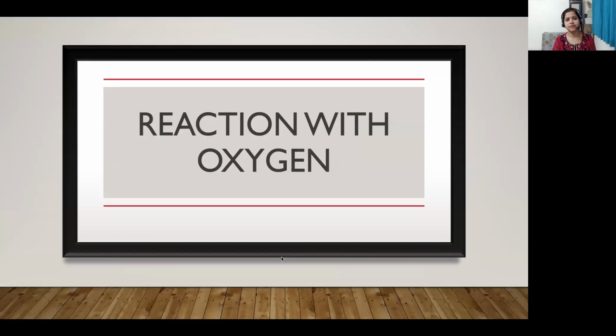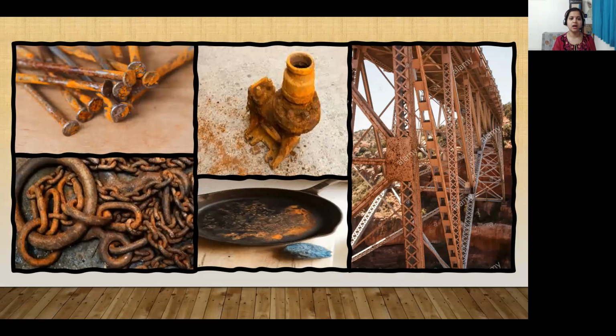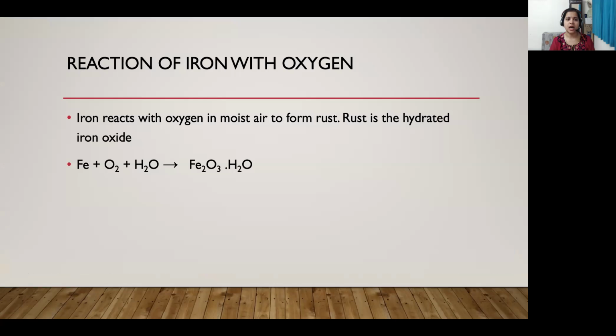You might have seen the rust in the iron. If you look at these pictures, you will observe the brown color patches in iron objects. That is nothing but the rust. So what is the rust actually? When the iron reacts with oxygen in the presence of moist air, it forms a hydrated iron oxide, or iron 3 oxide, you can say. This iron oxide is called the rust.